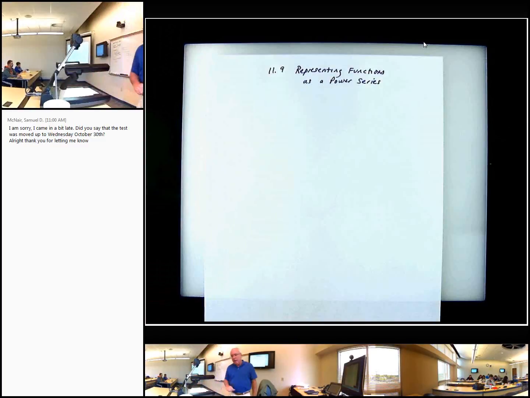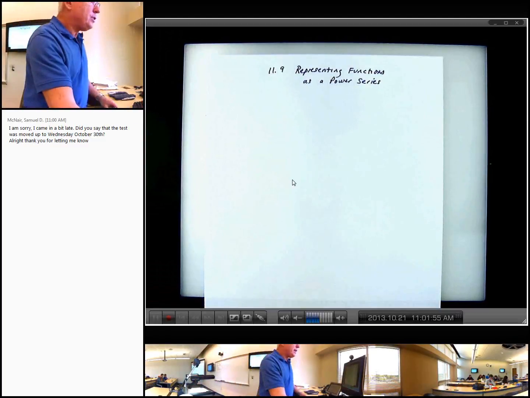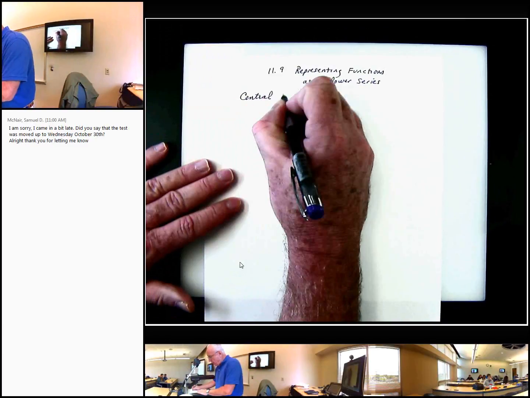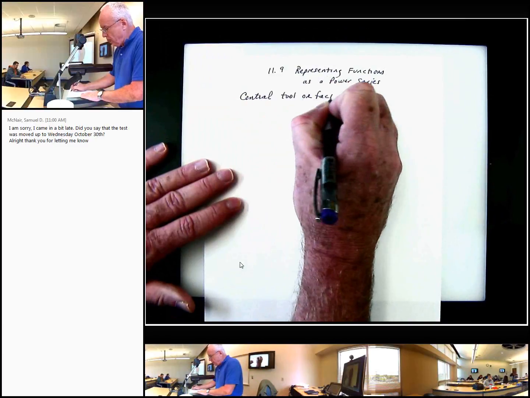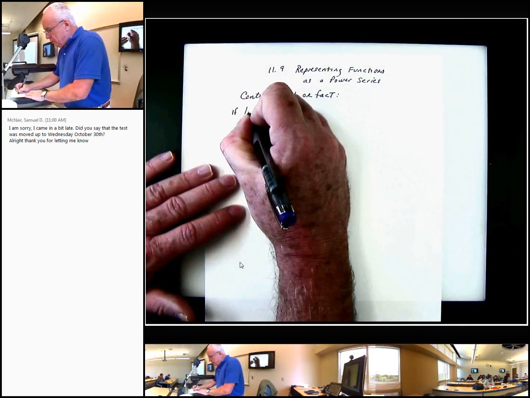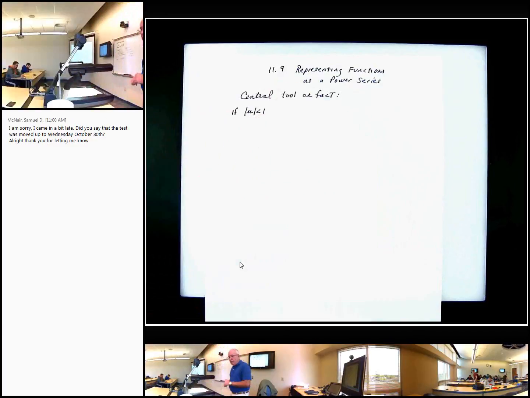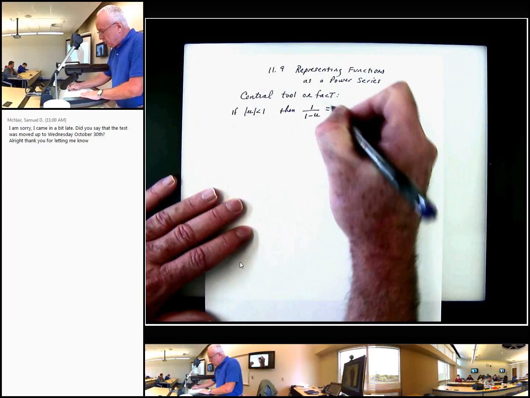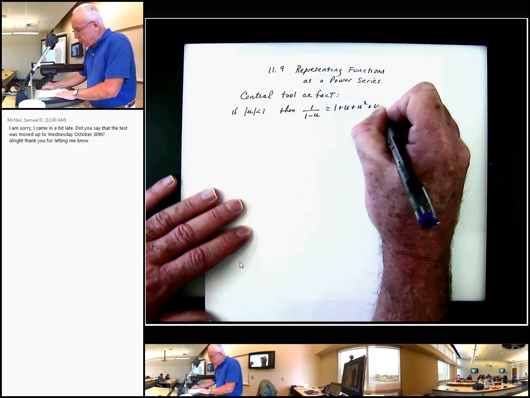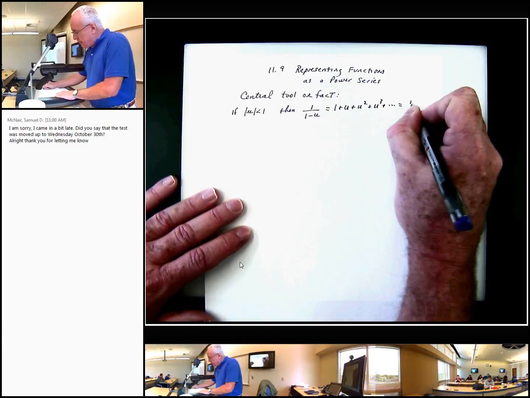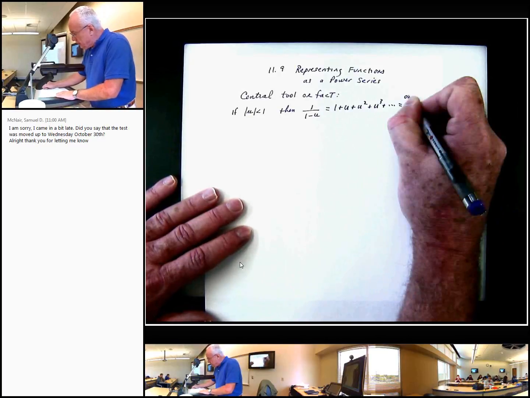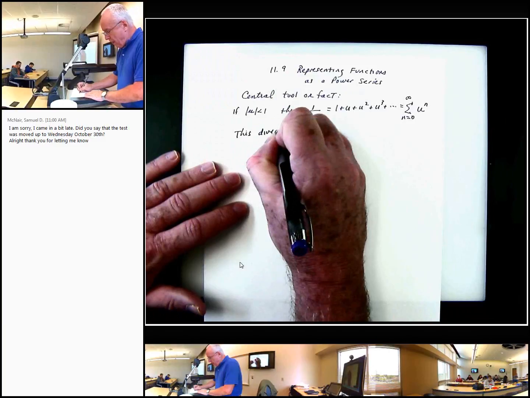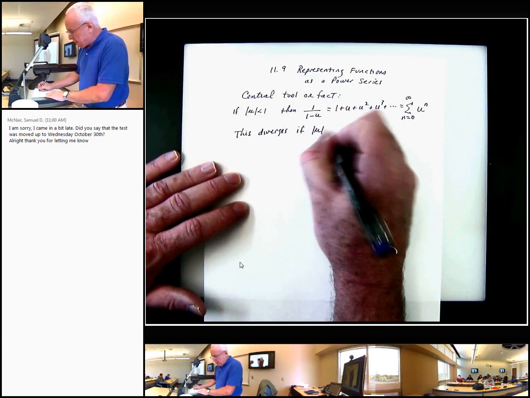All right. And there's a central tool for this that we'll be using throughout this entire section. Central tool or fact. And that's this. If the absolute value, I'm going to use a new variable, call it u, if the absolute value of u is less than 1, then 1 divided by 1 minus u is equal to the sum of 1 plus u plus u squared plus u to the third plus dot, dot, dot, which equals, of course, the infinite sum as n goes from 0 to infinity of u to the n power. And this diverges if the absolute value of u is bigger than or equal to 1.